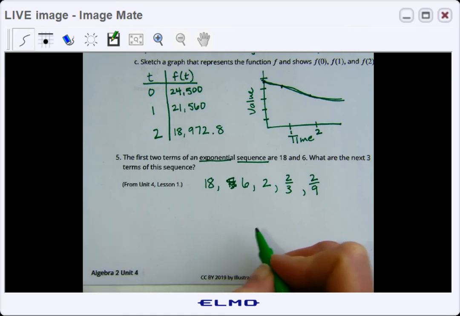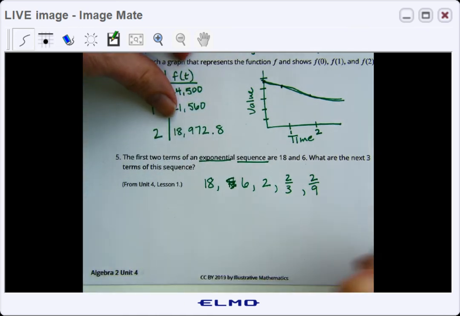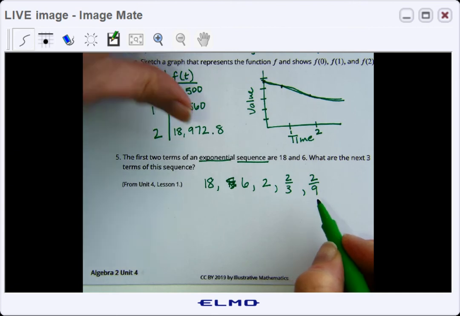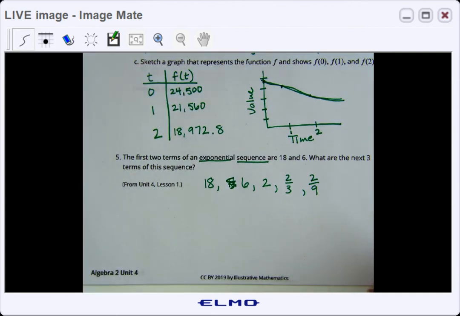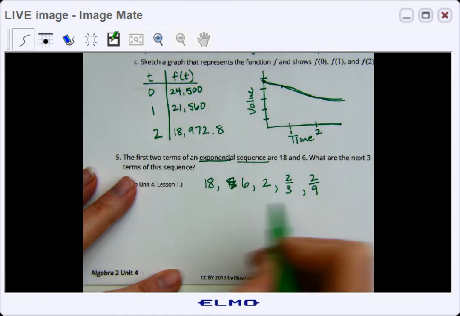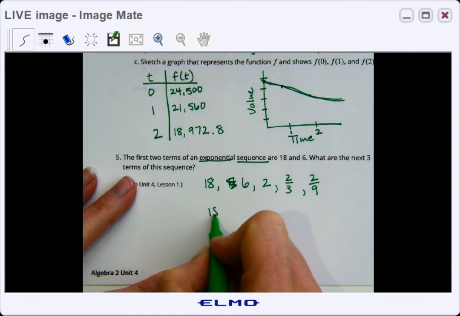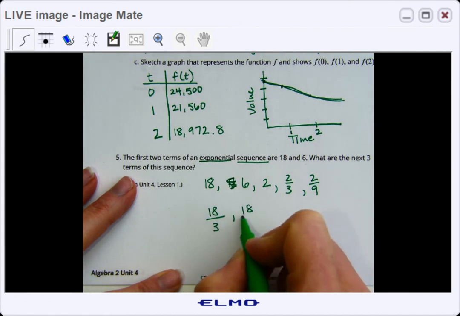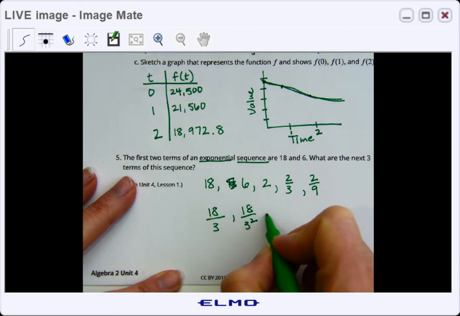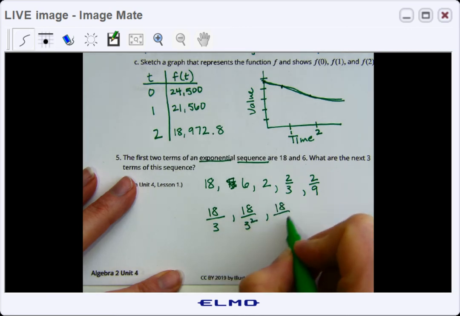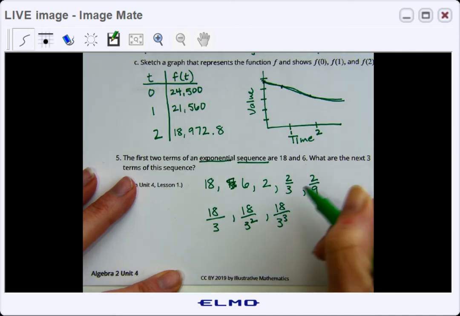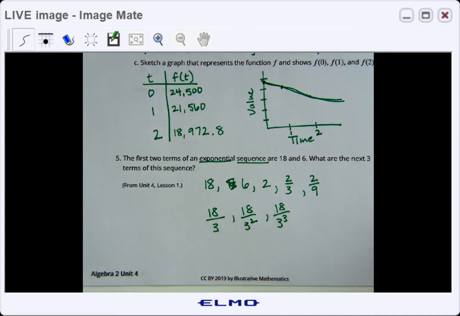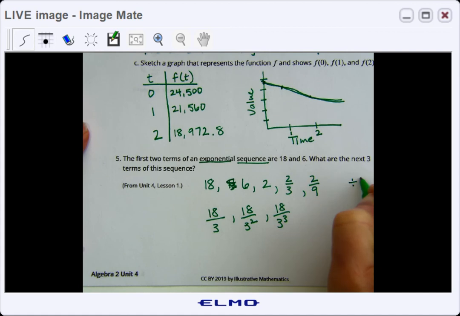So you could repeatedly divide by 3, but what we really want to focus on is multiplying by 1/3, or using an exponent in the bottom. So you could go 18 divided by 3 to get the 6, and then divided by 3 to the second to get the 2, and then divided by 3 to the third to get the 2/3. There's lots of ways you could represent this, but probably dividing by 3 each time is what's going to be easiest just to generate the sequence.